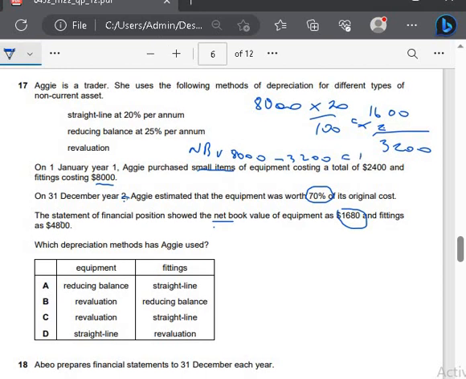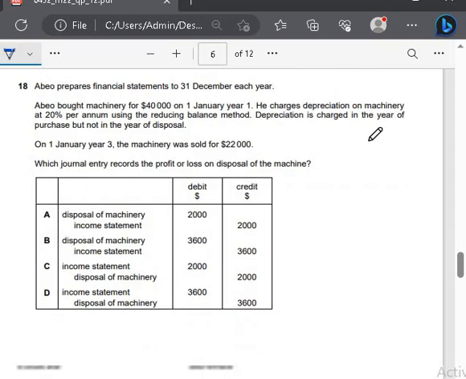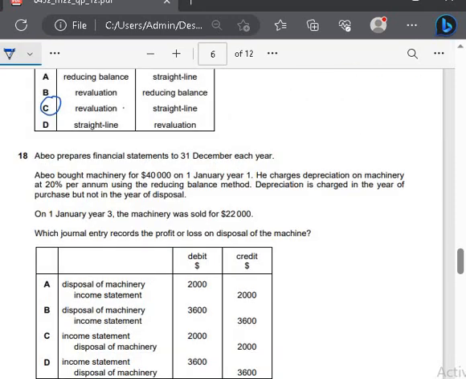So the 4,800 is the net book value for the second year. And that's what we have here, which means the answer is C. Actually, for equipment, they have used the revaluation method, and for fittings, they have used the straight line method. Another question here, number 18.